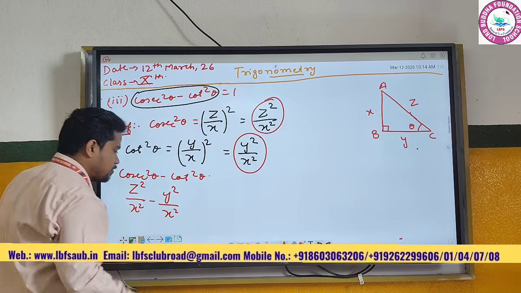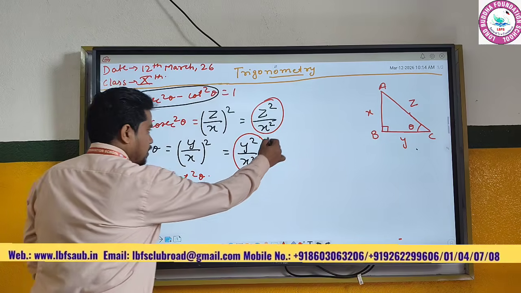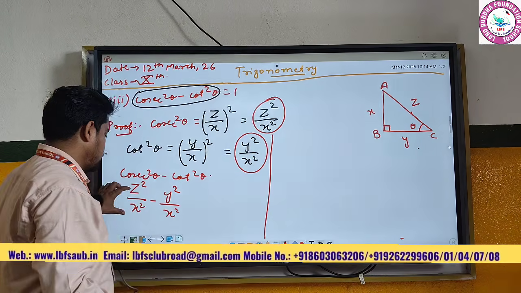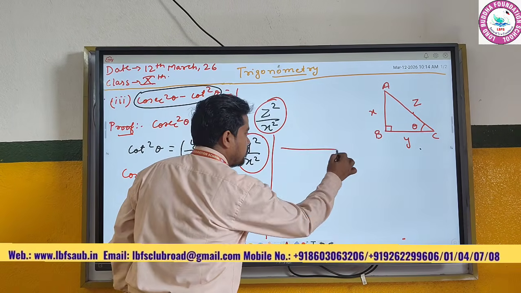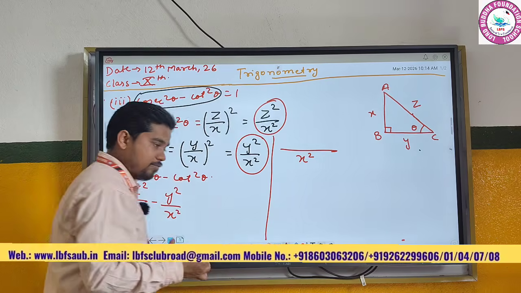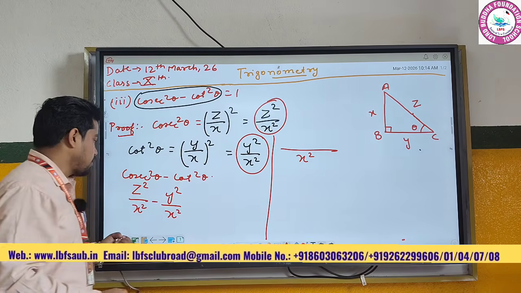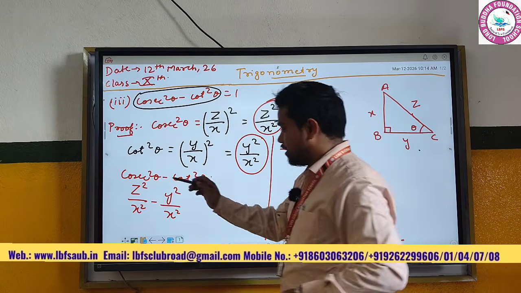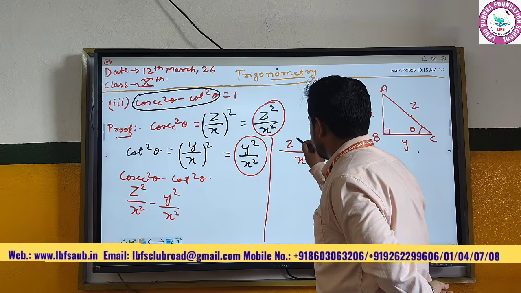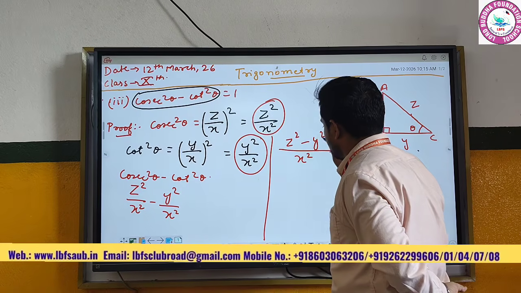Y square upon x square. Okay, now we have to solve it. We have to find out the LCM of x square. The value will be x square, same. Okay, so now we can write it as z square minus y square.